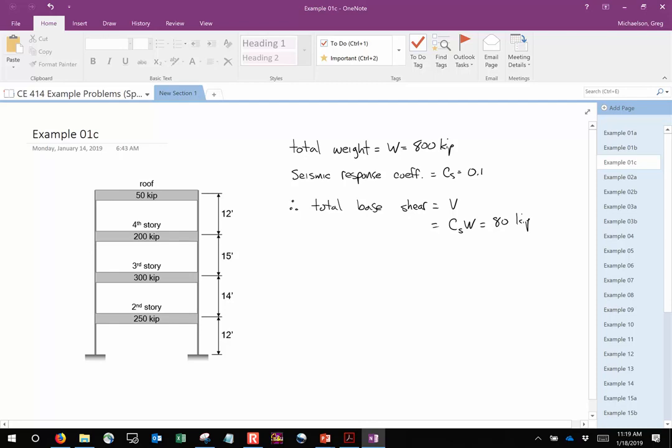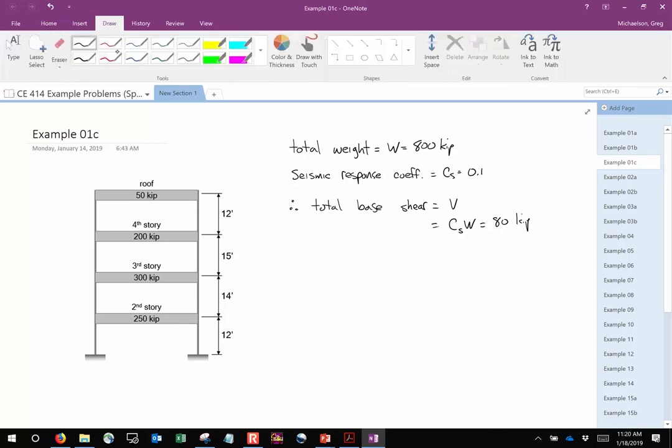Sound good? So here's what I propose is happening. I propose that this earthquake is transmitting 80 kips of shear to the building. So the building is seeing an equivalent base shear of 80 kips.